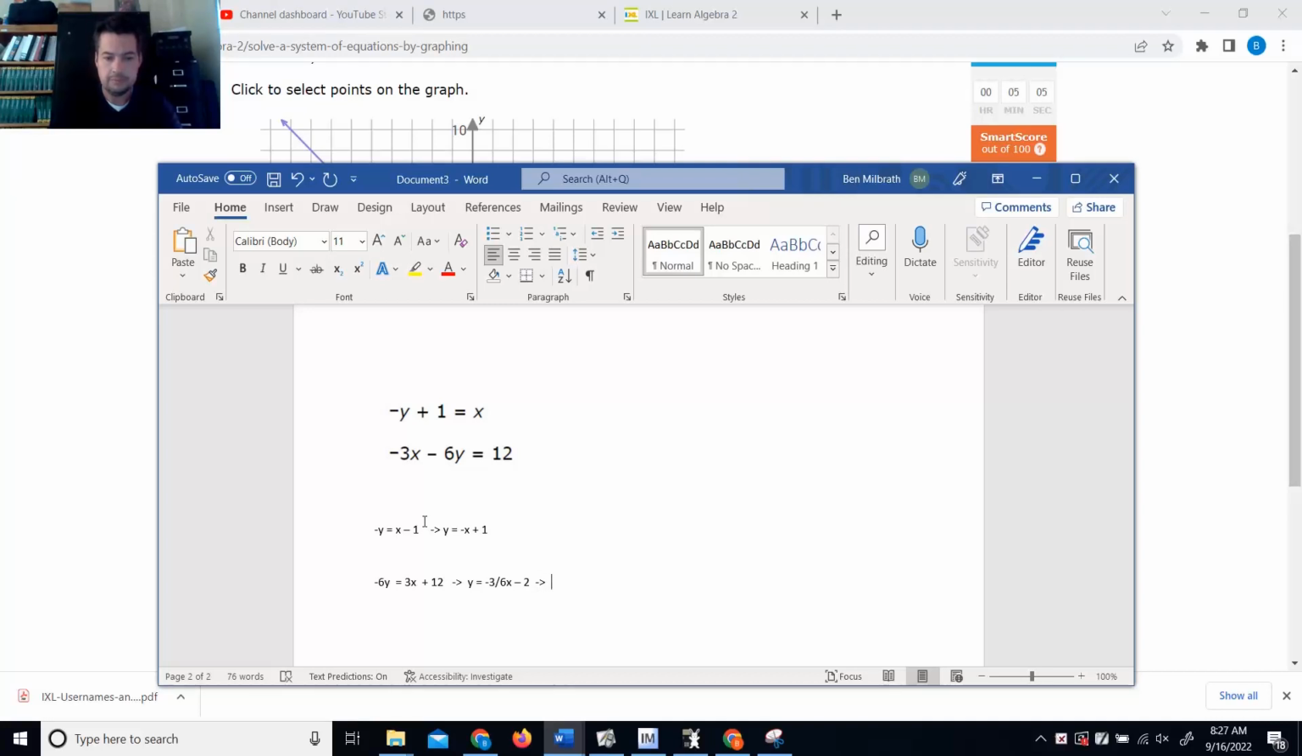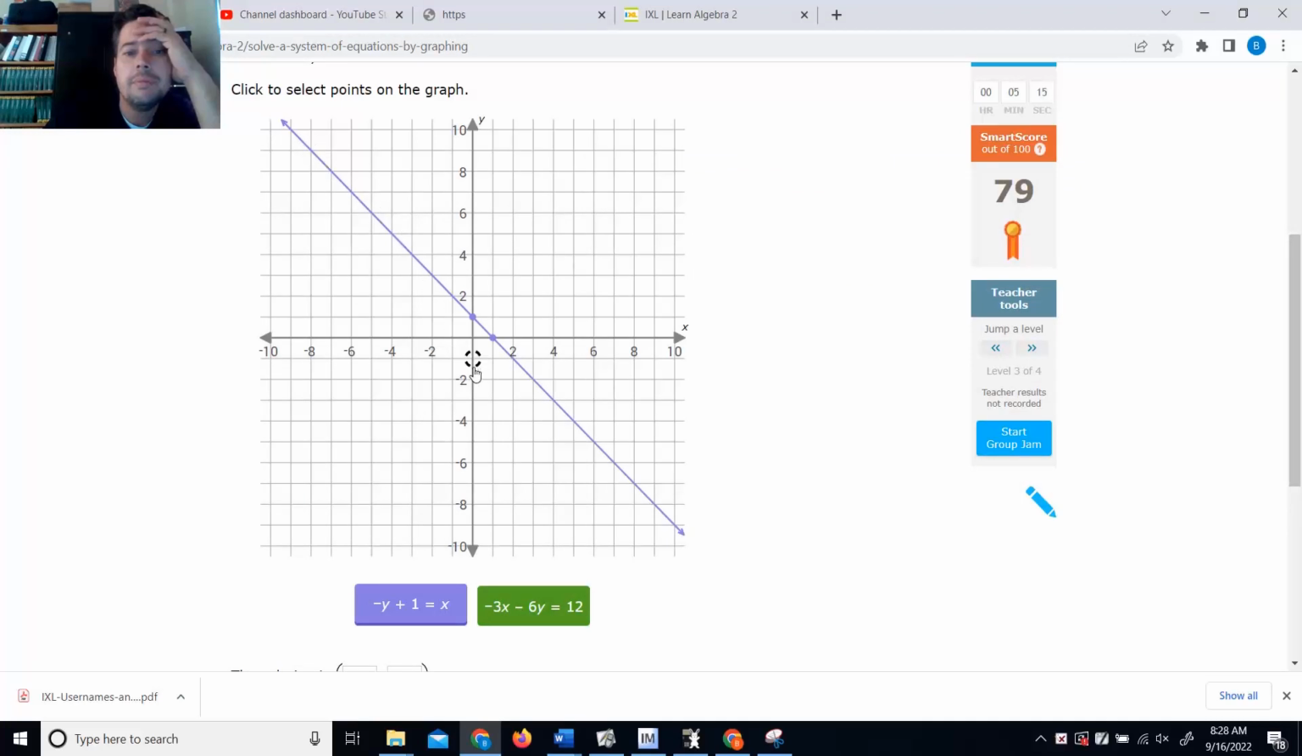That's me. What do I know? There's my equation. Y-intercept of -2, slope of -1/2. So fall 1, run 2. And there's my intersection, 6, -5.